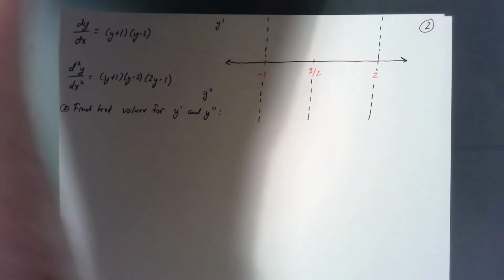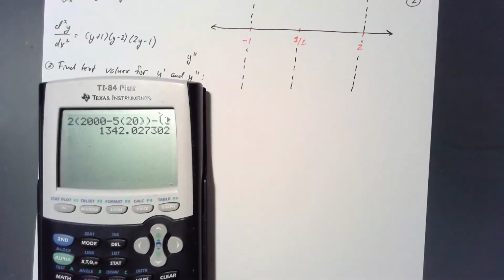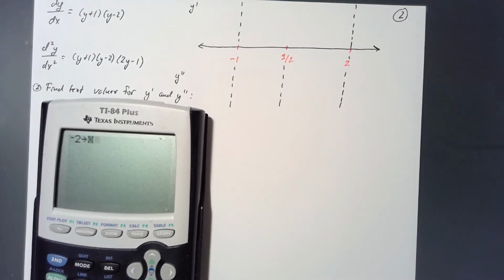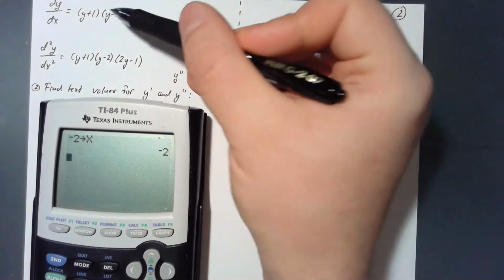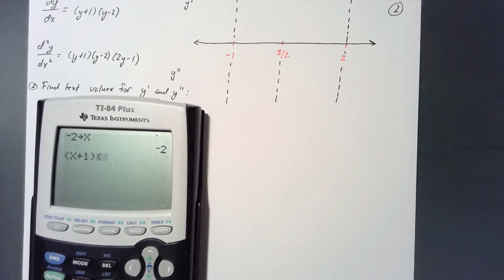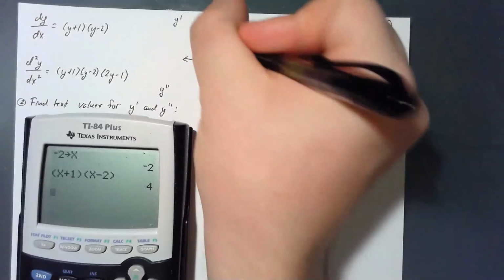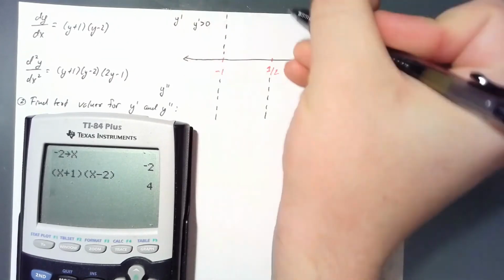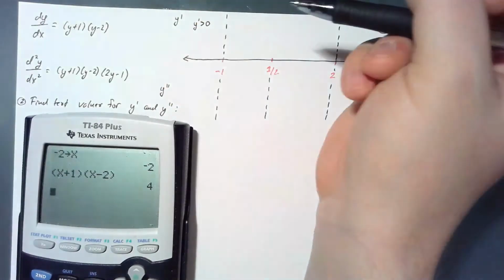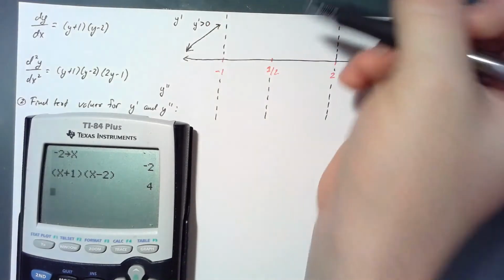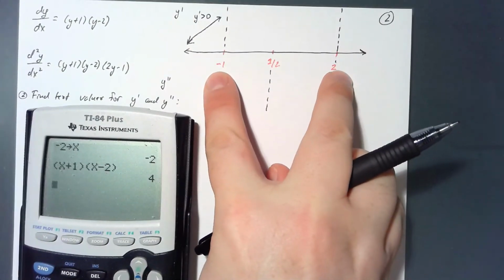All right, so I'll use my calculator. I'm going to pick negative 2, store that in for x, and I'm going to type this in terms of x because that's the variable you can use on your calculator. So I'm going to have x plus 1 times x minus 2, and that gives me a positive value. So I know right here that the first derivative is positive because I got positive 4. So that means it's increasing.